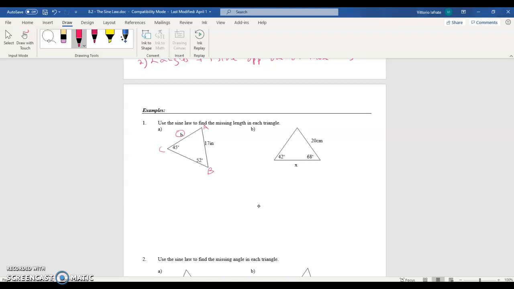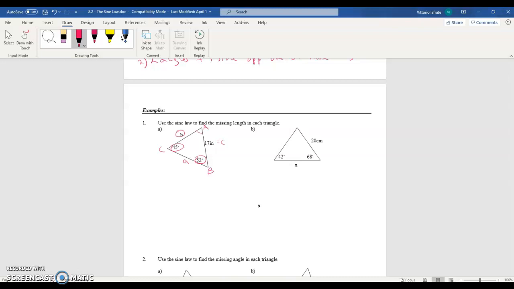And so I'm going to name these as well. So this would be side A. I don't really need to find that. I'm just going to find the one that they're asking me for. This I know would be side C. So let's see what we have here. We have two angles. And if you think about it, you actually have more than two angles. You can actually find this angle here.